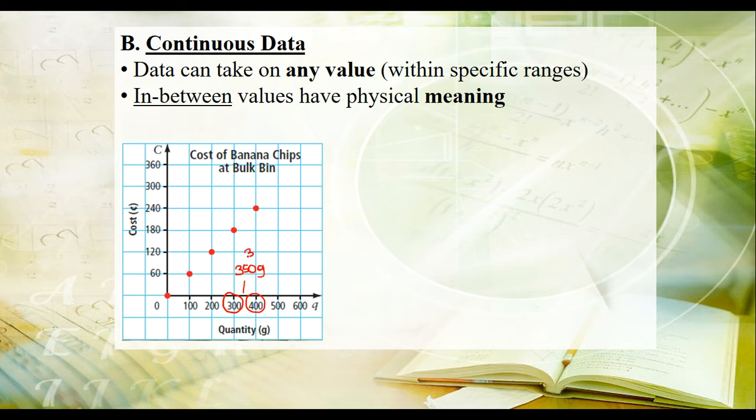You could have like 345.02 grams, depending on how many of the chips you actually took out. So in this case, because in-between values on your axis are allowed, we refer to this as continuous data, because my in-between values have physical meaning.